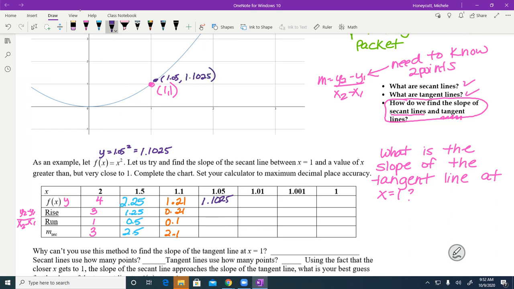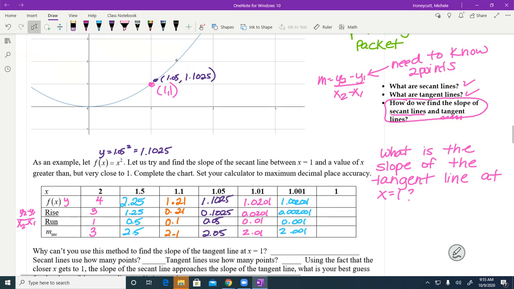Okay, the rise would be 1.1025 minus 1, which is 0.1025. The run would be 1.05 minus 1, which is 0.05. And then dividing those two, 2.05. Now, I know we could keep doing this, but I'm going to go ahead and fill this chart out so that we can make some conclusions. Okay, so I went ahead and filled these in. And if you notice, as our x values get closer and closer to 1, the slope of the secant line is getting closer and closer to 2.